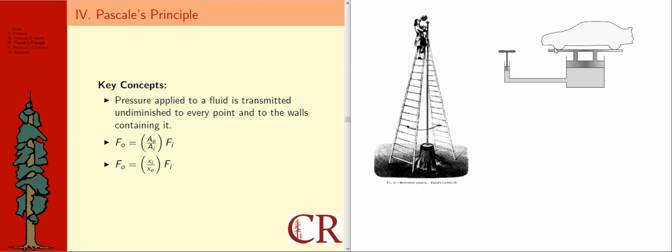And the reason why is since a pressure force is equal to pressure times area, if the part that is lifting the car has a much larger area, there will be a much larger force transmitted to this part of the system as compared to what I have to apply. A simple formula for that is listed here on the key concepts page. It says F out is equal to the ratio of area out to area in multiplied by the force in.